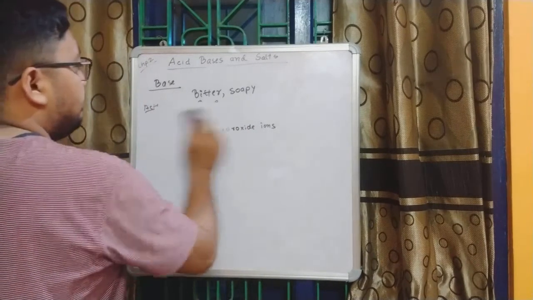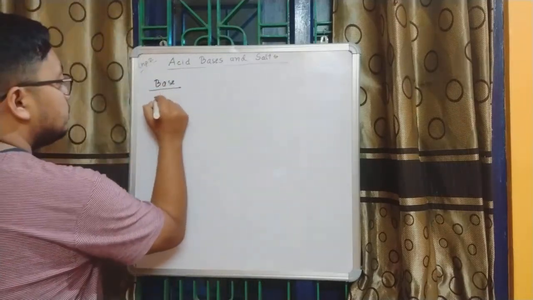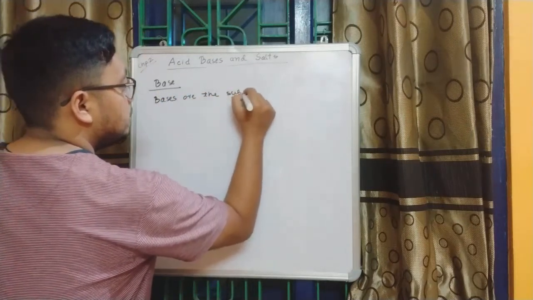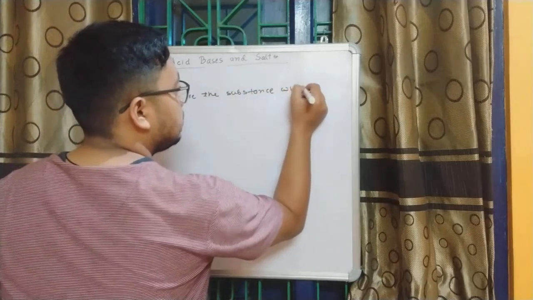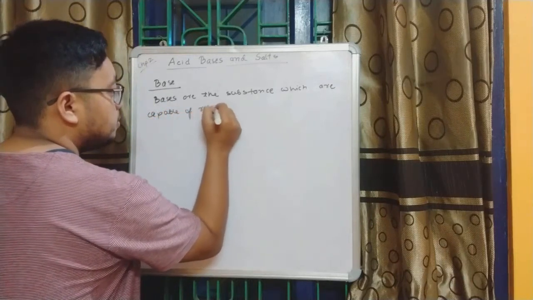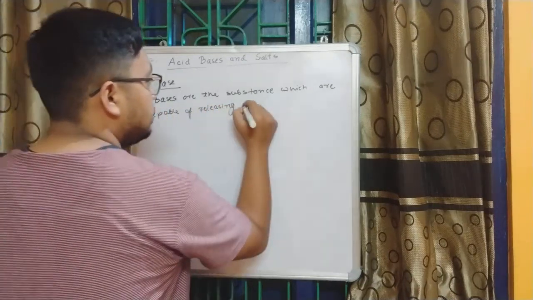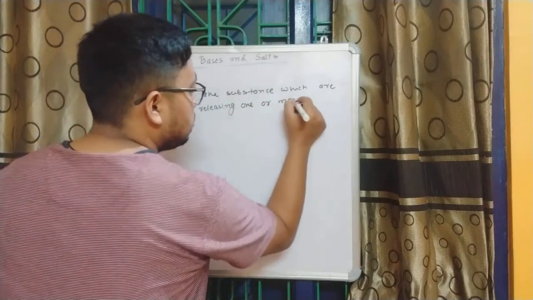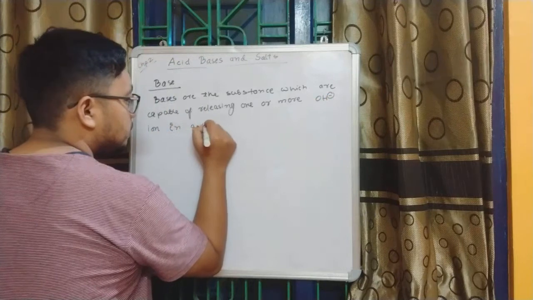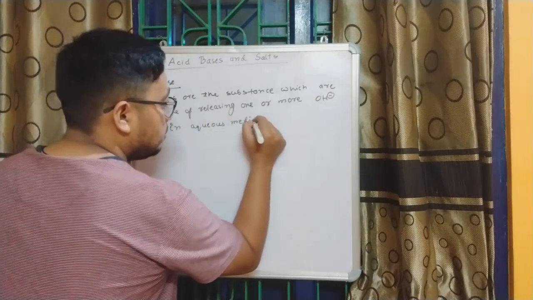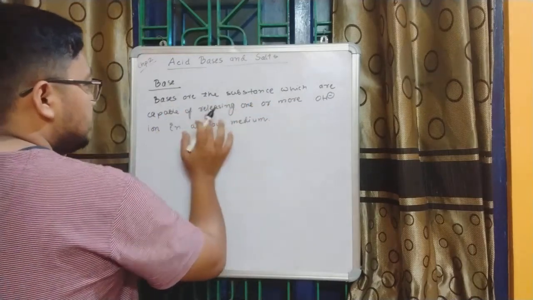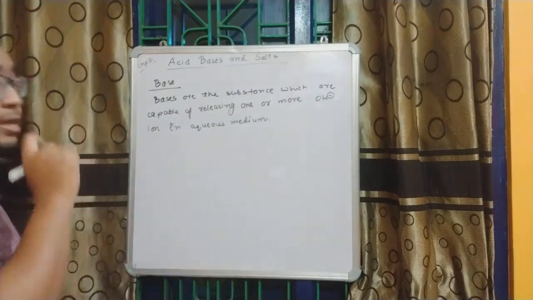Let's write the definition of base. Bases are the substances which are capable of releasing one or more OH minus ion in aqueous medium. This is the definition of base.